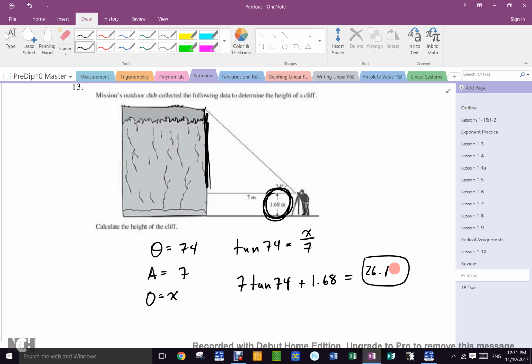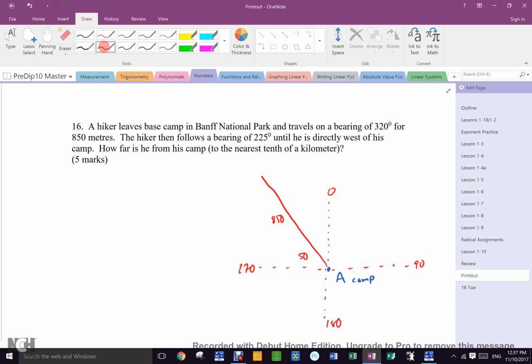How far did he walk? 850. Now, if that's 320, what's this part? 50. Right? Now, once he's walked 850 meters, he'd still be walking, and we still wouldn't even be able to do this question. What happens at 850? He stops and changes direction. So what do I need to do at every change of direction? A new compass.